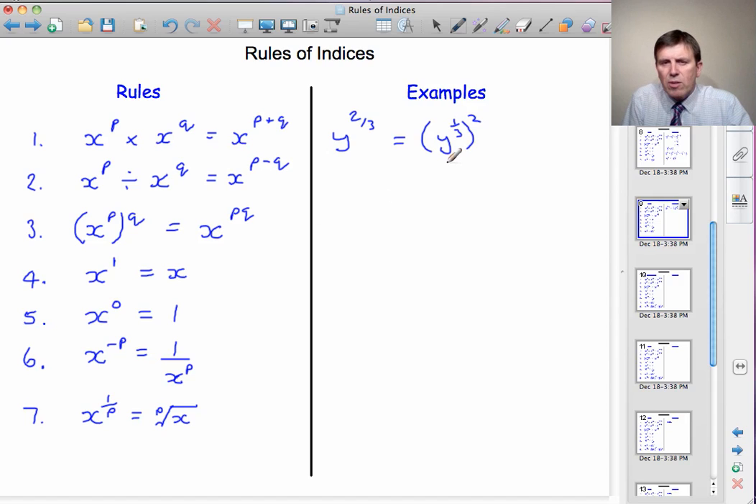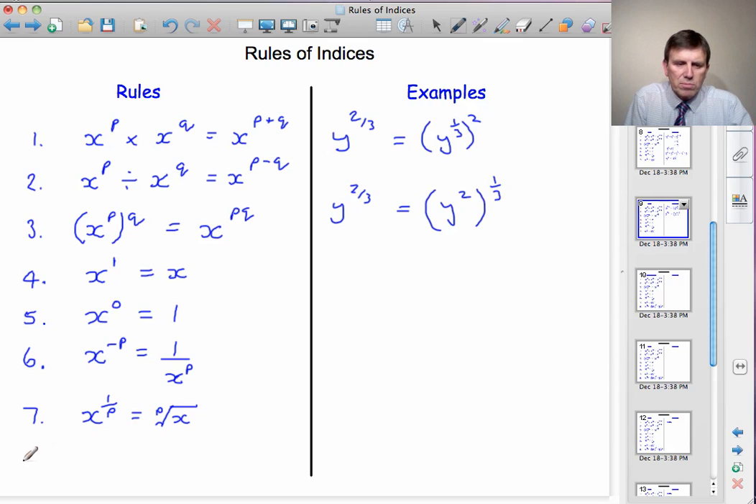So that means I could find the cubic root of y and then square it. But an alternative way of looking at this is y to the power 2/3 is equal to y squared to the power 1/3. Because again, 2 times a third is 2/3. So we have a choice here. If we want to evaluate y to the 2/3, we can first find the cubic root and then square it, or we can square it and then find the cubic root.